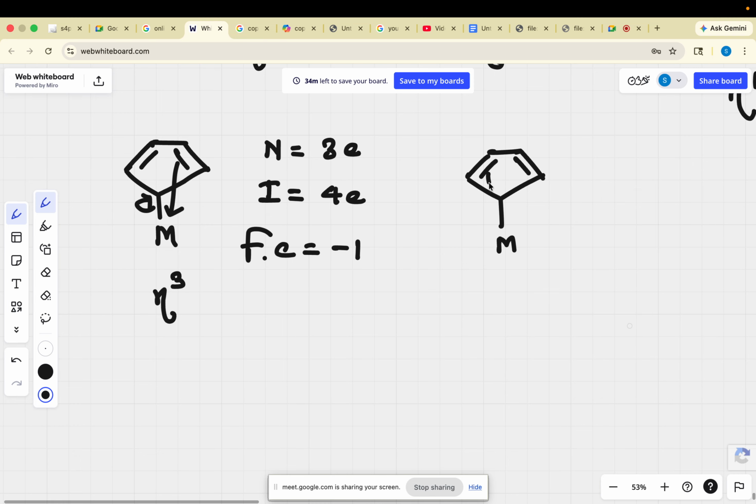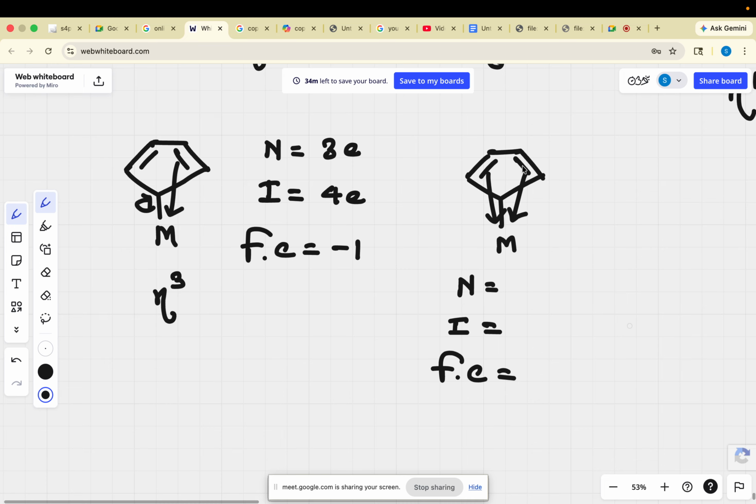Okay, now this is also donating electrons, this is also donating electrons. So now tell me, neutral method how many electrons, ionic method how many electrons, formal charge how many electrons? Sorry, formal charge will be what? Yeah, neutral method how many electrons are there?